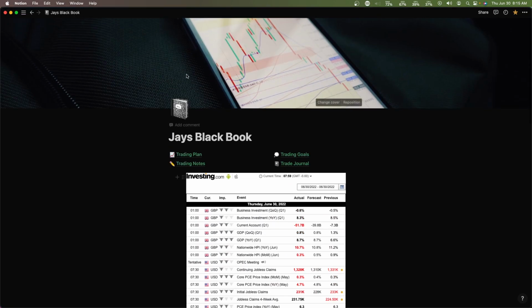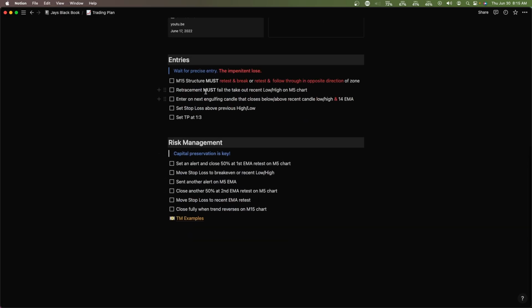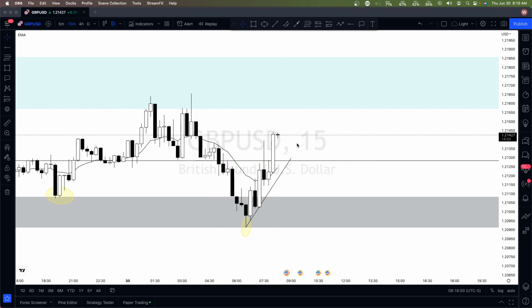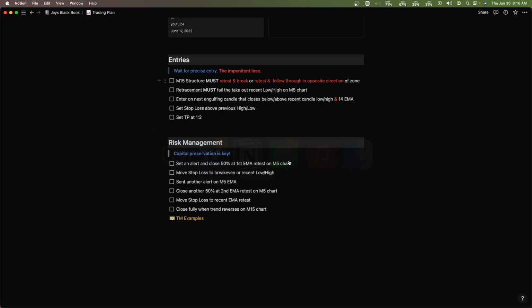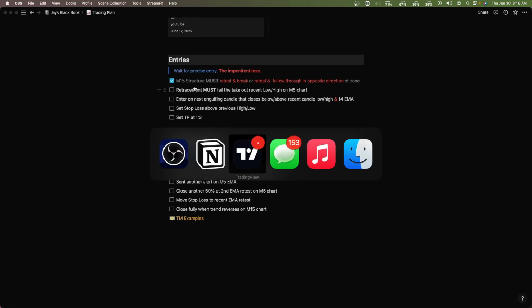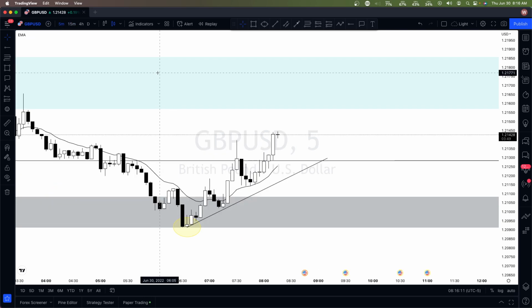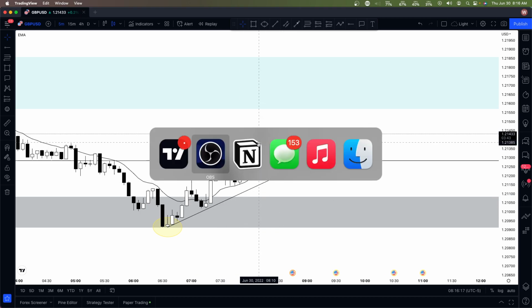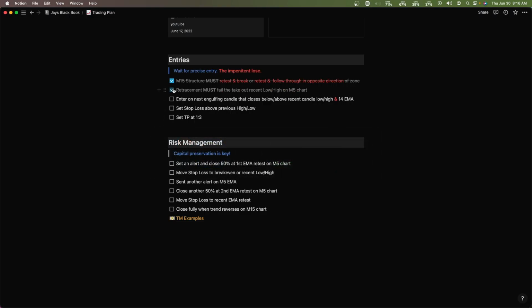Let's see. Trading plan. Minute 15 structure must retest and break or retest and follow through. So it retests this and then it followed through in the opposite direction of the zone. Retracement must fail to take out the recent low high on minute 5 chart. Minute 5 chart, this was the retracement. It failed to take out this one. So we can go ahead and check that off.